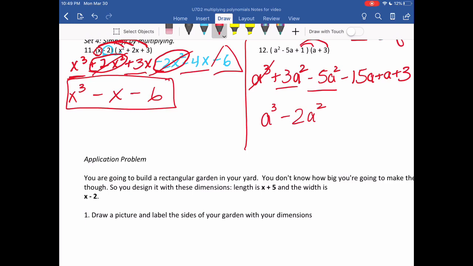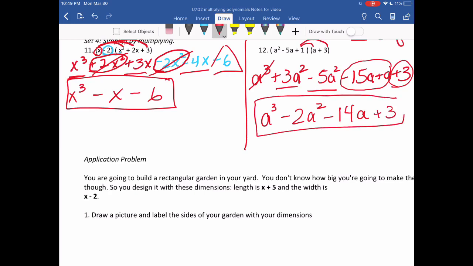And then let me go to my a's. Here's my a's. Negative 15a plus a, negative 14a. And then just my constant, this plus 3. There's my final answer. All right, so it's always kind of the same process, no matter how many terms you have in the polynomial.